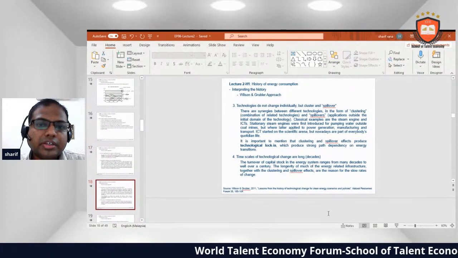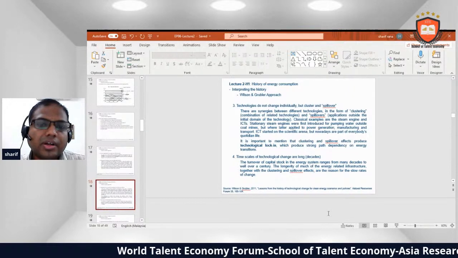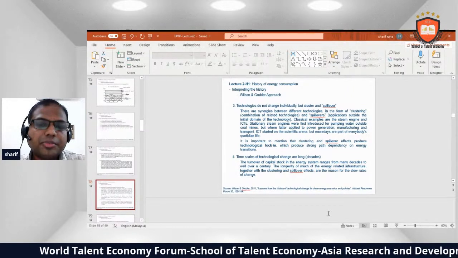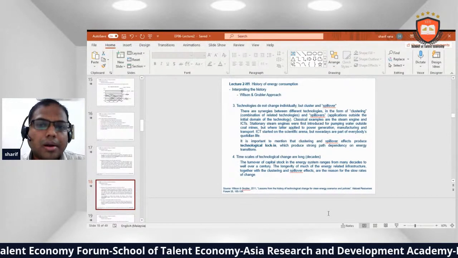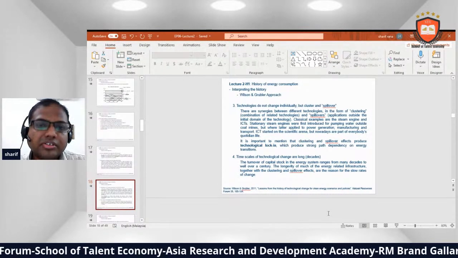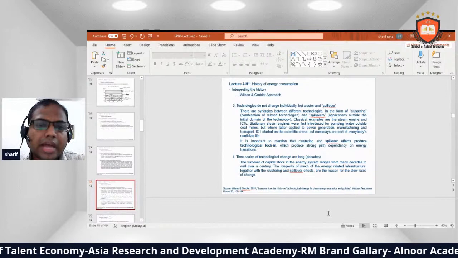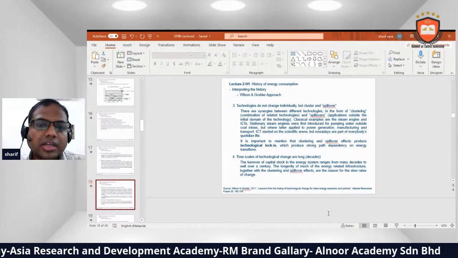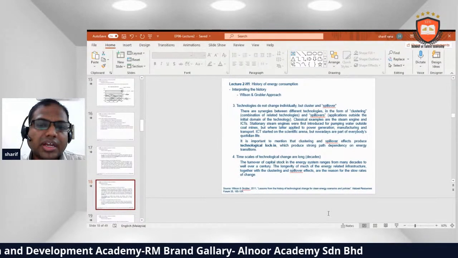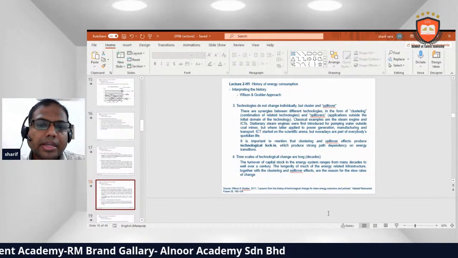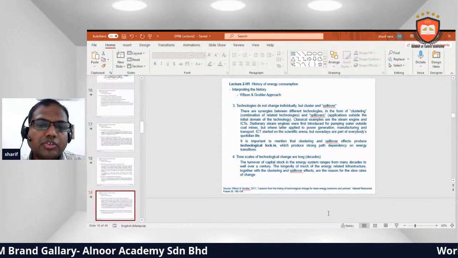Technologies do not change individually but cluster and spill over. There are synergies between technologies. Classic examples are the steam engine and ICT. Time scales of technological change are long. The turnover of capital stocks in the energy system ranges from many decades to well over a century.